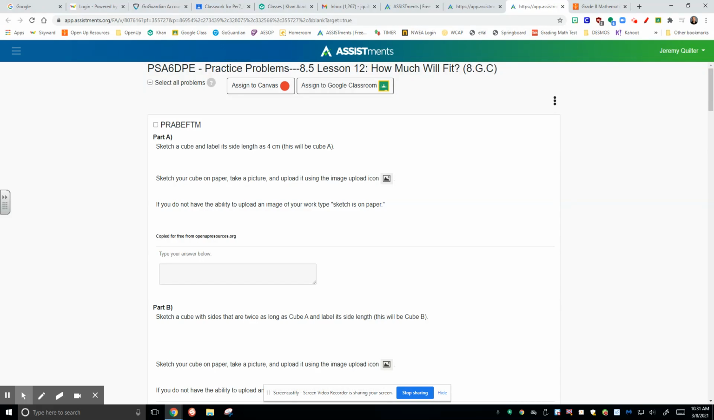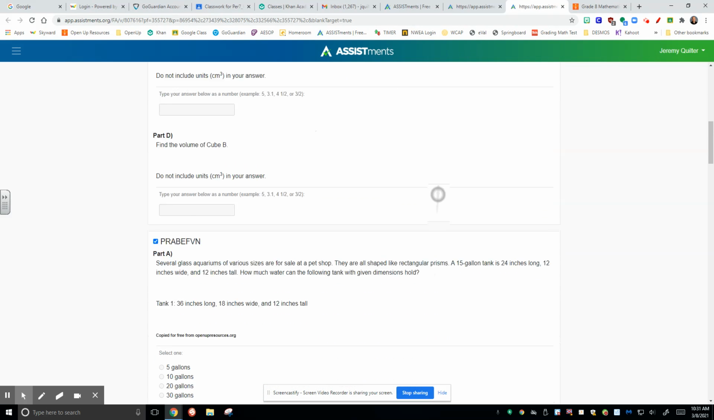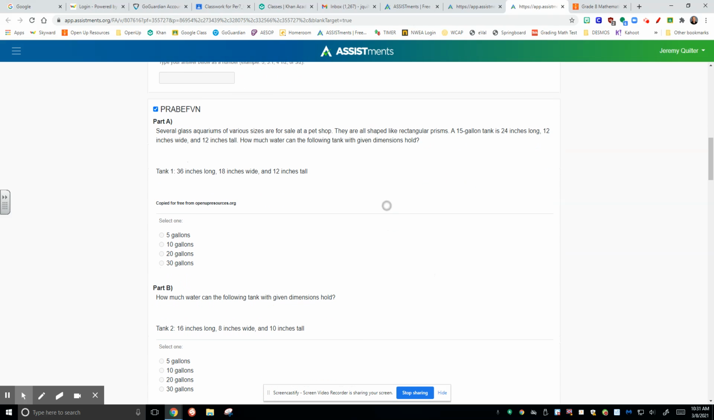A little bit of homework help for Unit 8, Unit 5, Lesson 12, how much will fit? Skipping down here to the second problem: similar glass aquariums of various sizes are for sale at a pet shop. They're shaped like rectangular prisms.